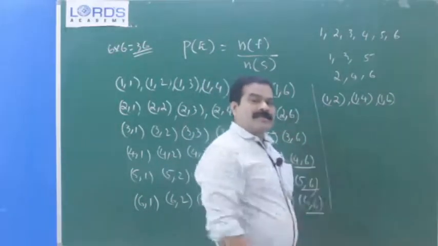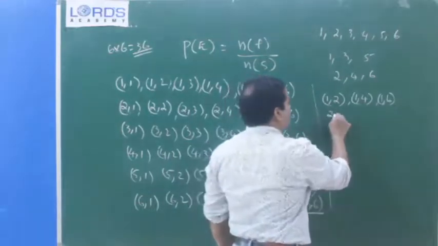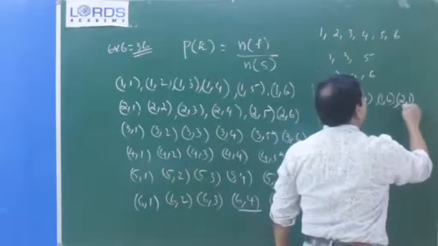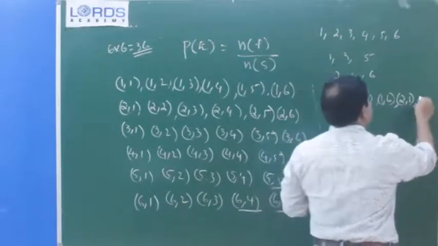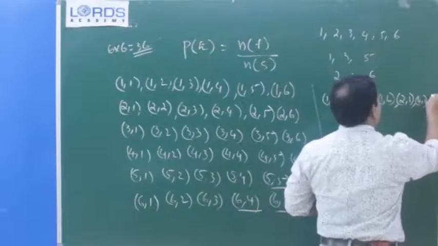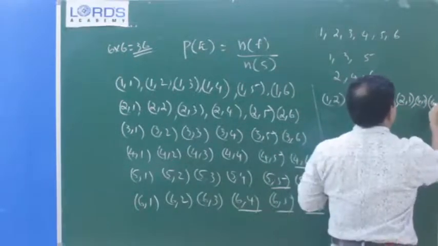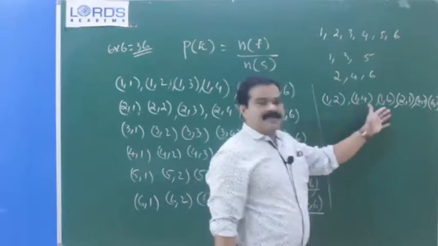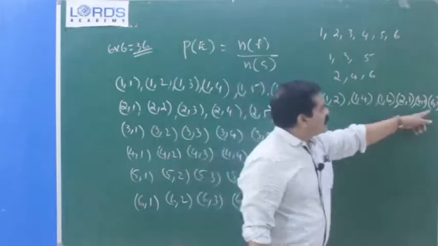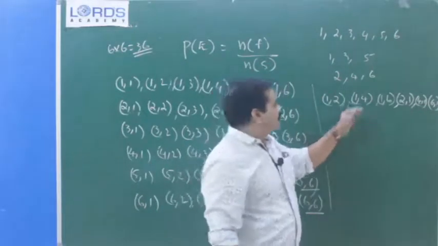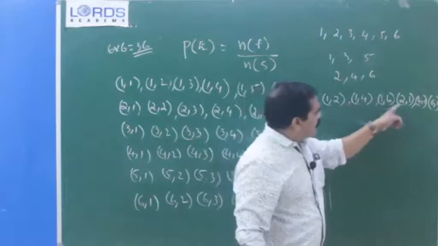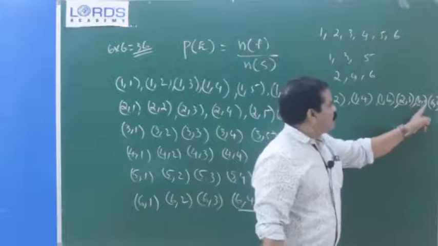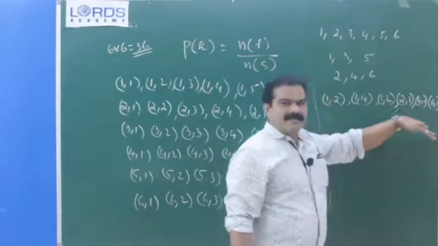That is 2, 1, then 4, 1, and another one is 6, 1. These pairs we can take, and they also satisfy our condition, because in each one, one side is a multiple of 2, that is 2, 4, 6, and the other side is an odd number.